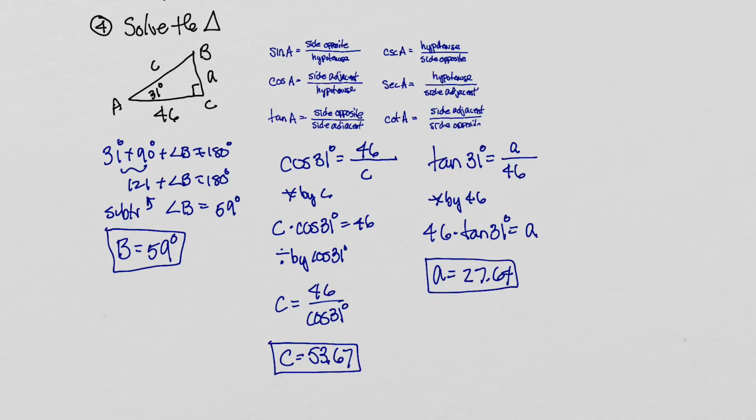So now we have all 3 angles, right? We have the 31, the 90, and the 59. We've got all 3 sides. That one was given at 46. We found C down here to be 53.67. And then we found A using the tangent to be that 27.64. So we've got this triangle solved.